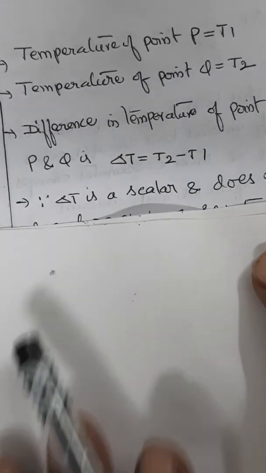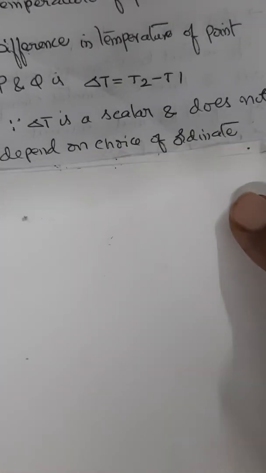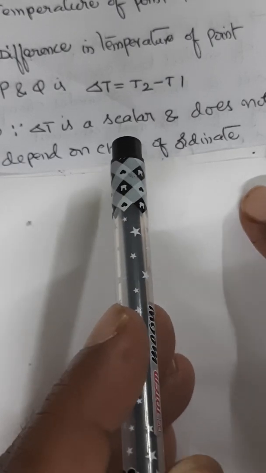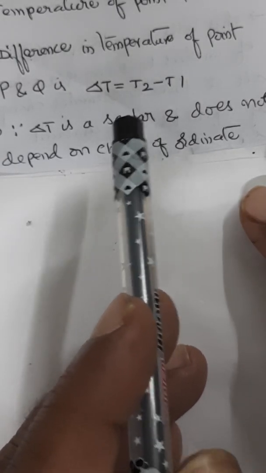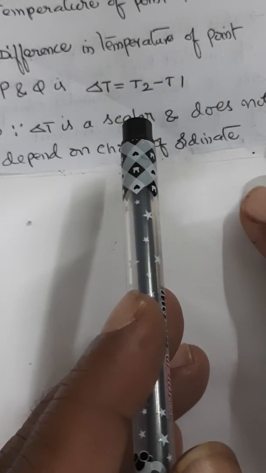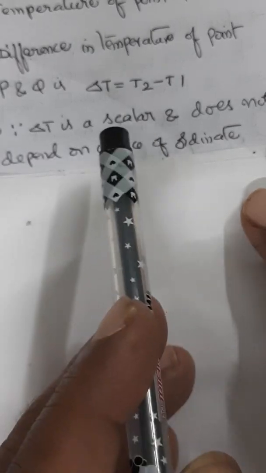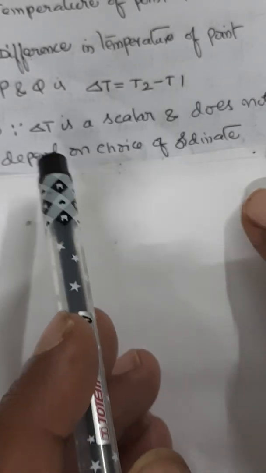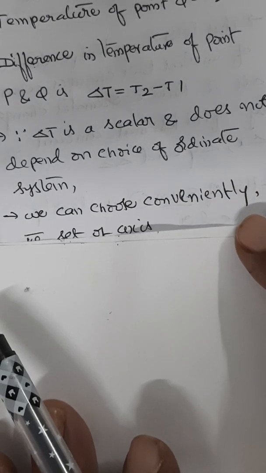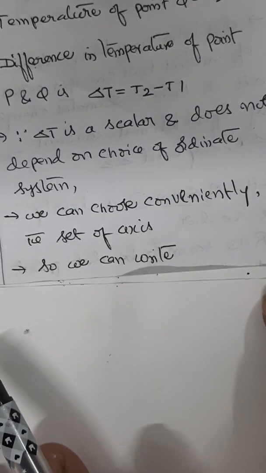Now this delta T is a scalar and it does not depend on the choice of coordinates. Which type of coordinates you have selected is immaterial for this. Whether it is a Cartesian coordinate system or rectangular coordinate system or a polar coordinate system. Therefore, we will choose the geometrical representation of coordinate system according to our choice. So therefore, we can choose conveniently the set of axes.